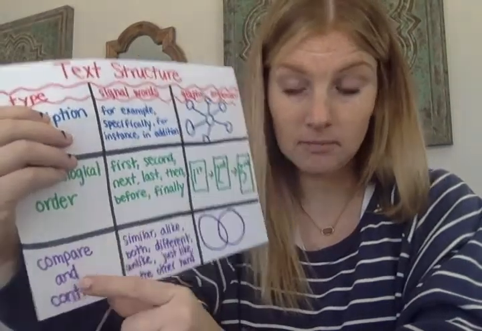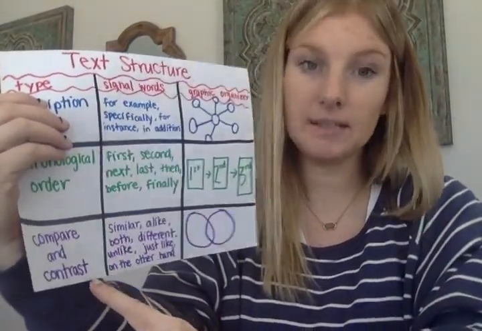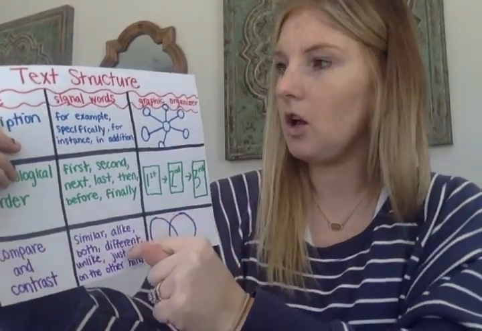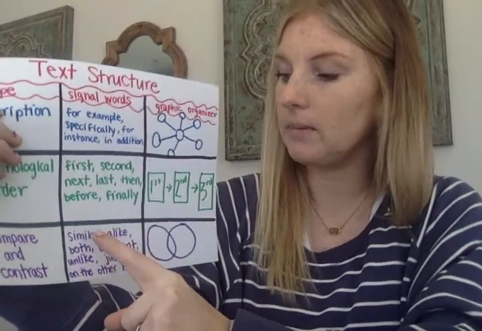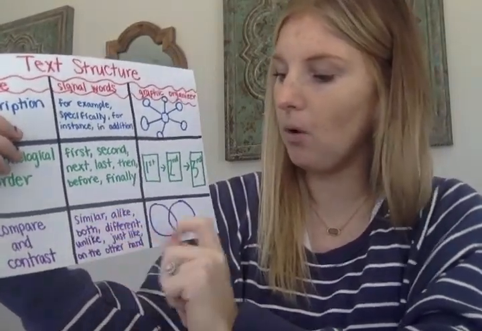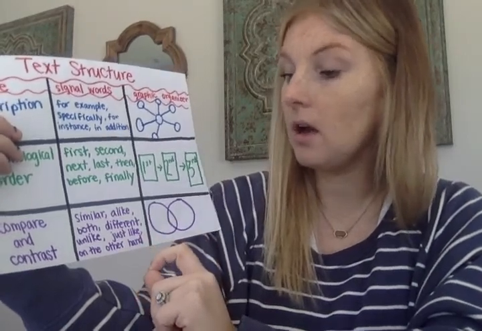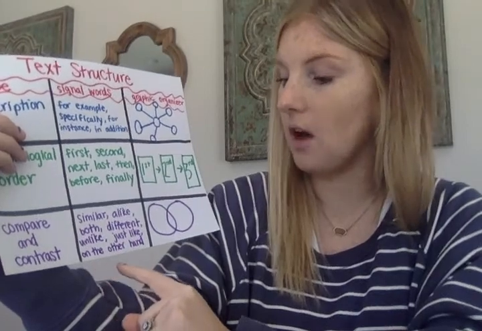Compare and contrast, which we talked about earlier. Comparing means figuring out how they're the same. Contrasting means figuring out how they are different. Your clue words or signal words to be a detective are going to be similar, alike, both, different, unlike, just like, on the other hand.